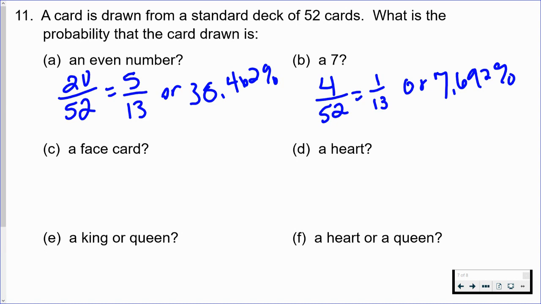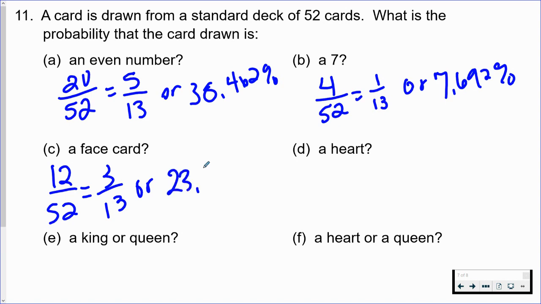A face card. Face cards are jacks, queens, and kings. So there are 3 of those in each suit, and there's 4 suits, so that's 12 cards total out of the 52. As a percentage, or wait a minute, actually, 1 second, we need to reduce that. 12 out of 52, we could reduce by 4, which would be 3 over 13, or now we'll get the percentage, 23.077%.